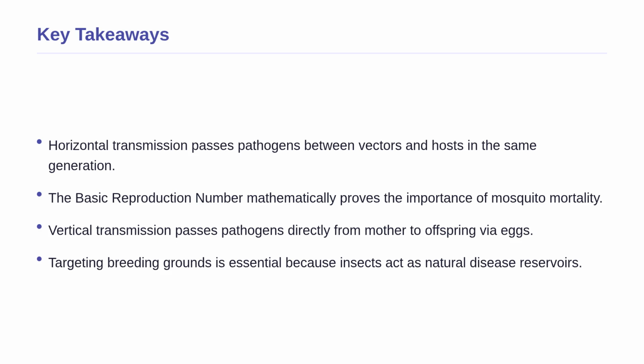We have covered a tremendous amount of ground today, so let us summarize the most important ideas. First, horizontal transmission is the relay race that passes pathogens between vectors and hosts, driving active epidemics. We saw how the basic reproduction number mathematically proves that reducing mosquito lifespan is our most effective tool against this spread. Second, vertical transmission is the inherited infection, passing directly from mother to offspring.